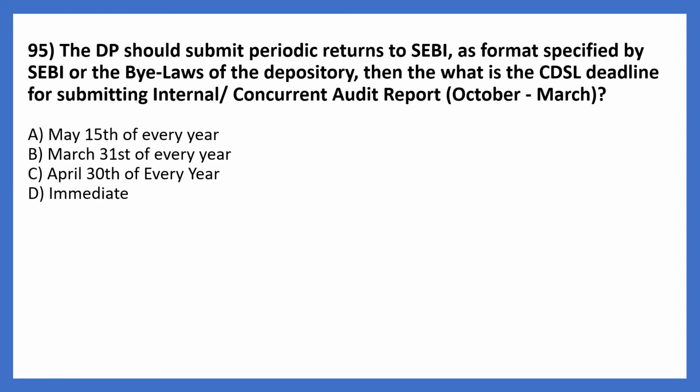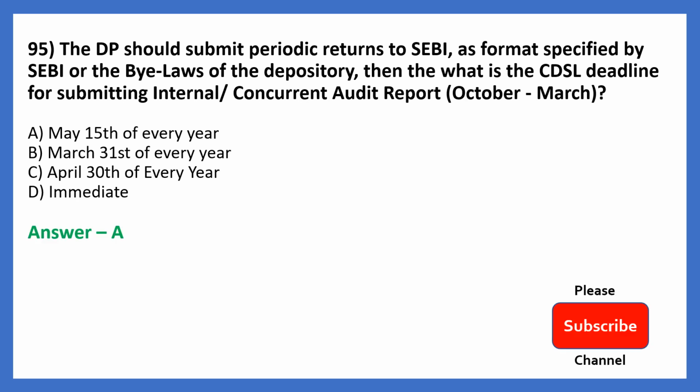The depository participant should submit periodic returns to SEBI in the format specified by SEBI or the bylaws of the depository. Then what is the CDSL deadline for submitting the internal or concurrent audit report for October and March? Option A, May 15th of every year. Option B, March 31st of every year. Option C, April 30th of every year. And option D, immediate. The correct answer is option A, May 15th of every year.